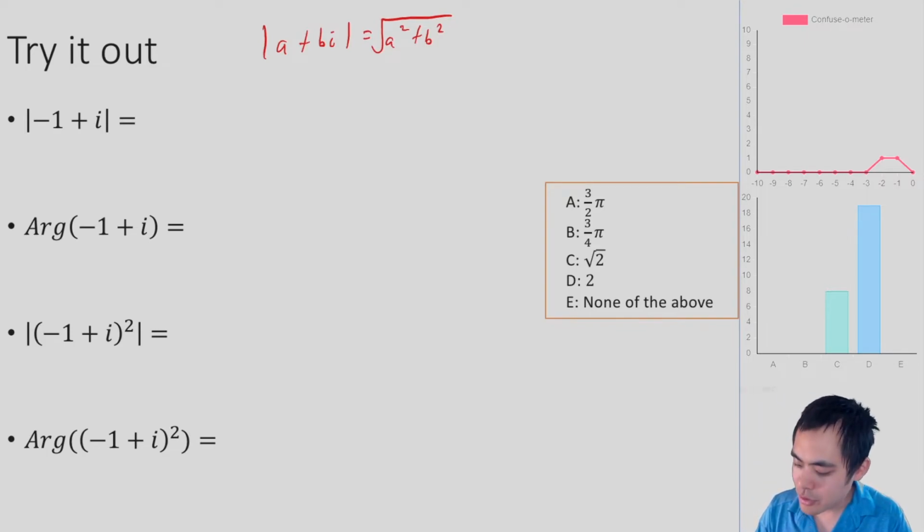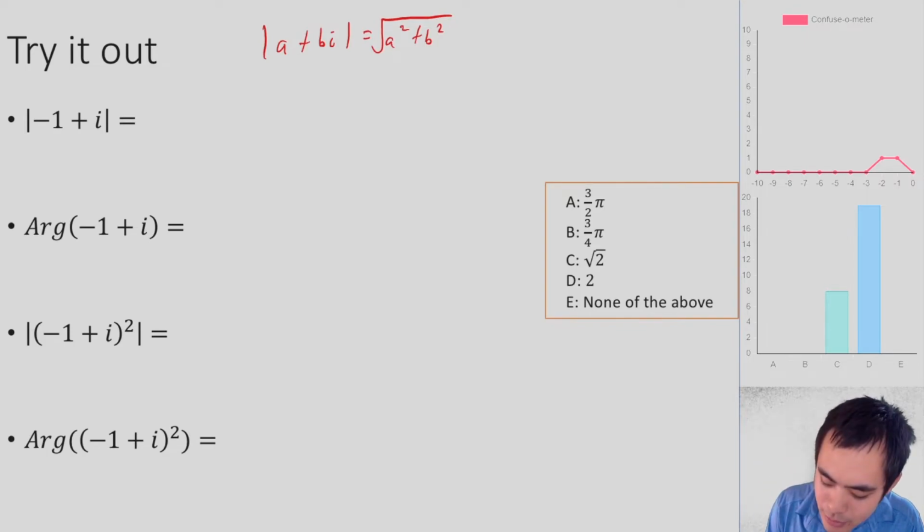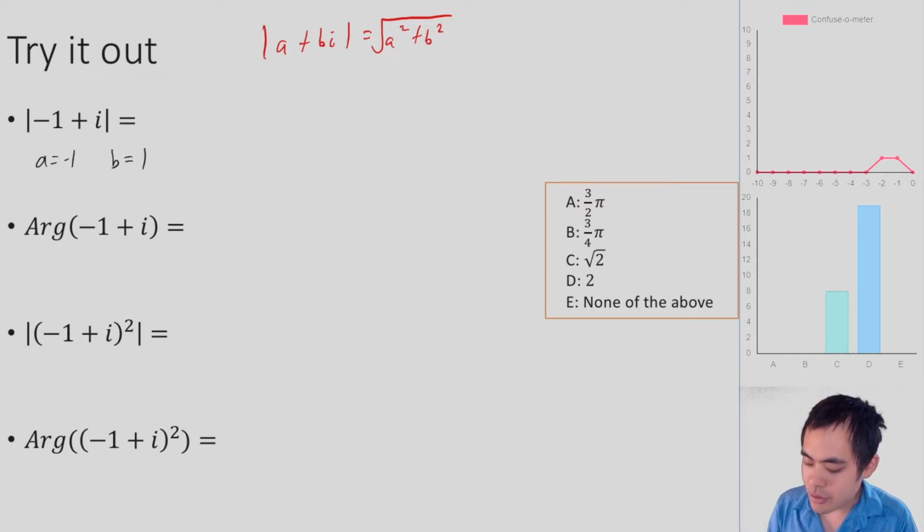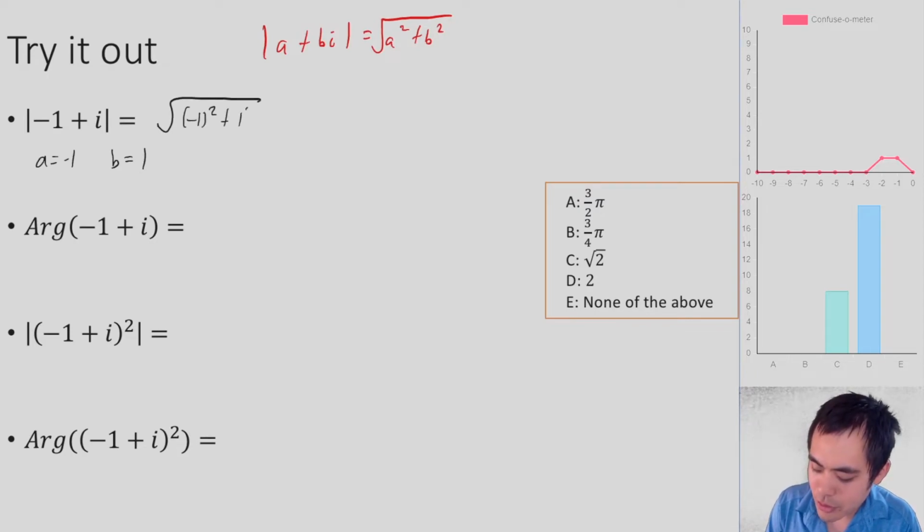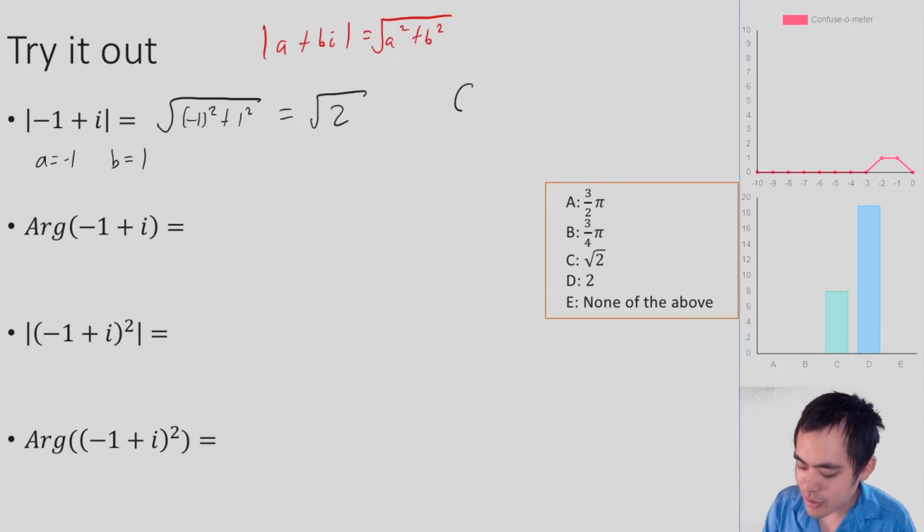So when we do this, what is A and what is B? A is equal to minus 1, and B is equal to 1. So therefore, this is the square root of minus 1 squared plus 1 squared, which is equal to the square root of 2. So the answer here is C.